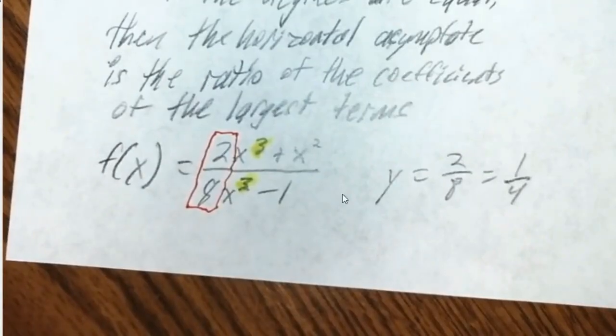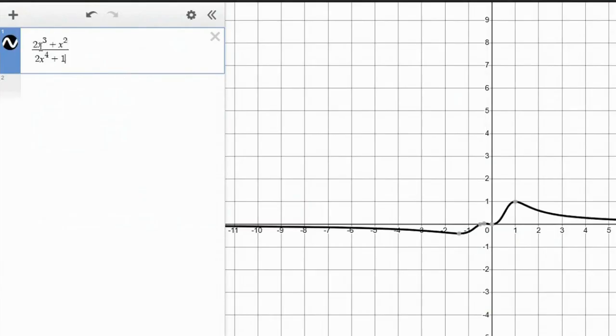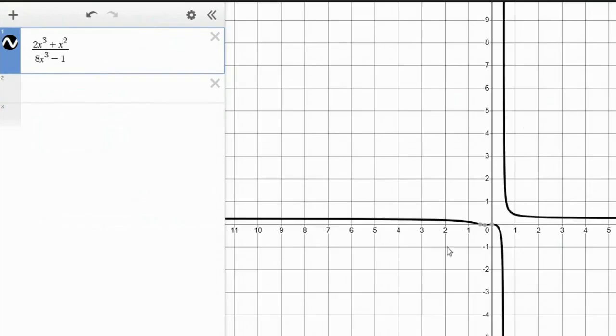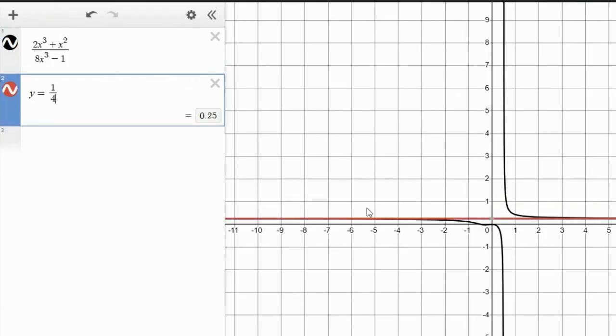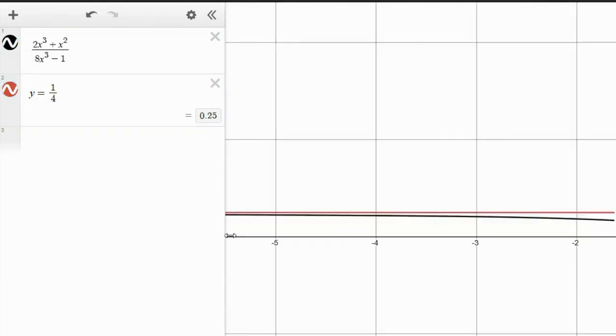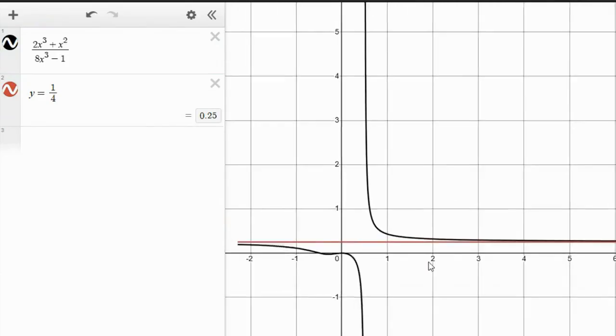So let's put this in Desmos and take a look at that. So the top was 2x to the third plus x squared. And then the bottom one was 8x to the third minus 1. All right, minus 1. Change this to the third. And I made this an 8. So y equals 1/4 is the horizontal asymptote. See, as it's getting closer and closer, that's the line that it's getting closer to on both sides. You just take the coefficients.